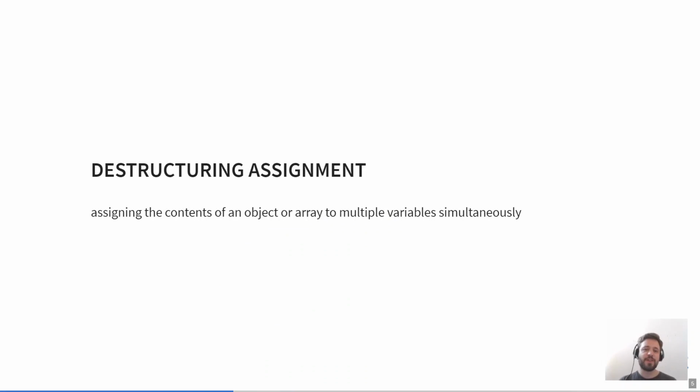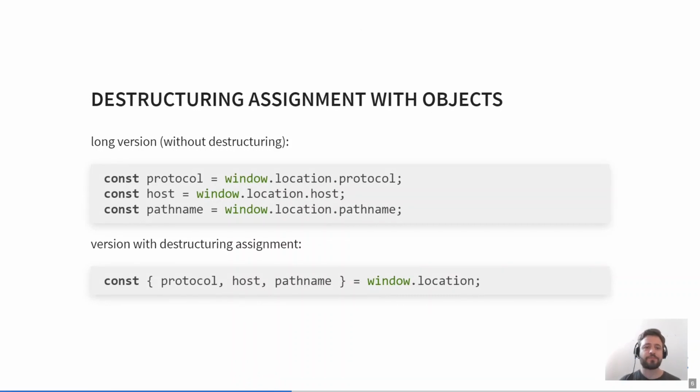With destructuring assignment, we can assign to multiple variables at the same time. For example, we could use that to condense this longer version of reading from window.location into several variables into a short one-liner. Here, the properties protocol, host, and pathname of the location object would all be extracted into separate variables.